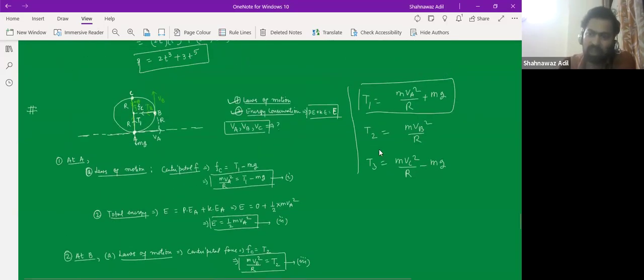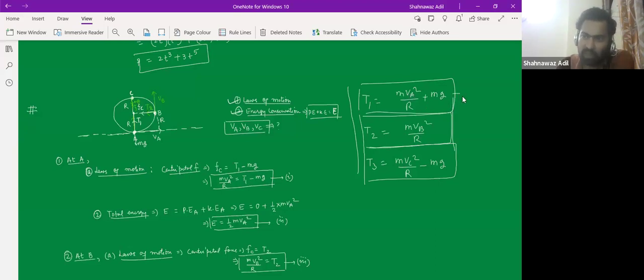So if we cannot neglect this, which tension is maximum? VA is maximum, so T1 is maximum, right? VB is smaller than this, and VC is also smaller than this, and then we are also subtracting mg. So this part is the minimum tension.